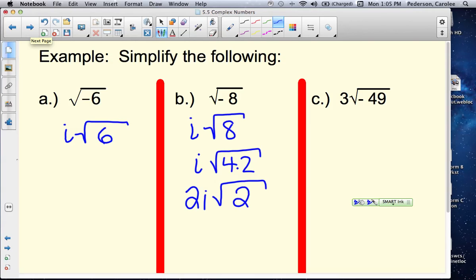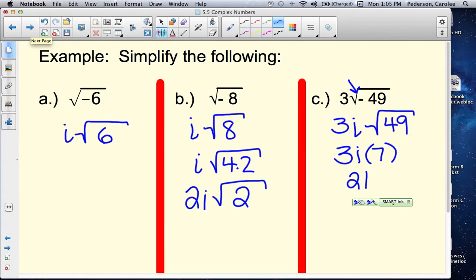Example C. We have 3, and then we're going to replace this negative again with an i, and then the square root of 49. Now remember, the square root of 49 is 7. So we can pop out a 7. Now you multiply like parts. 3 times 7 is 21, and then i. Remember, i represents the square root of negative 1.